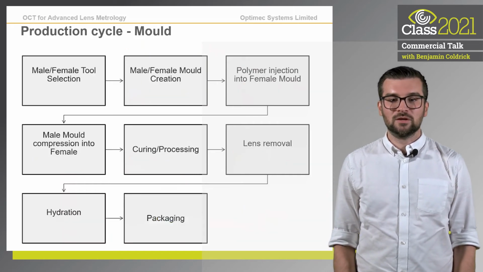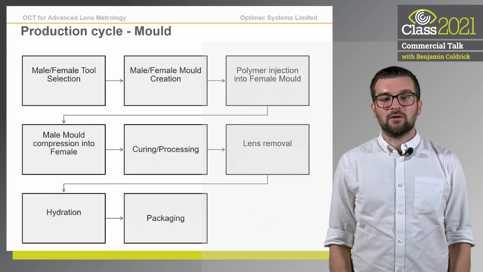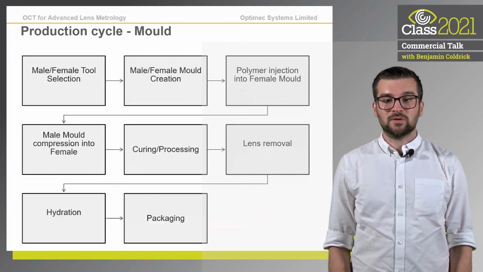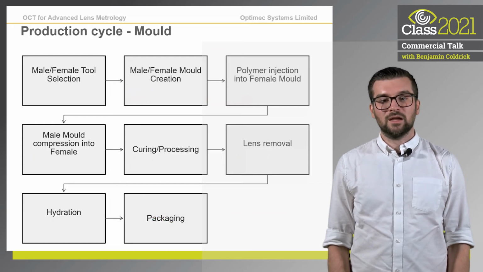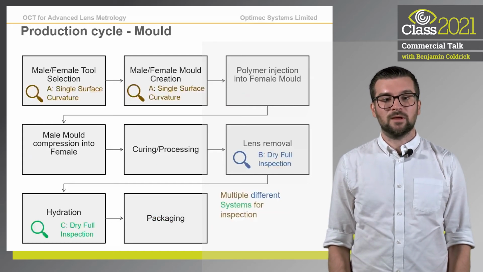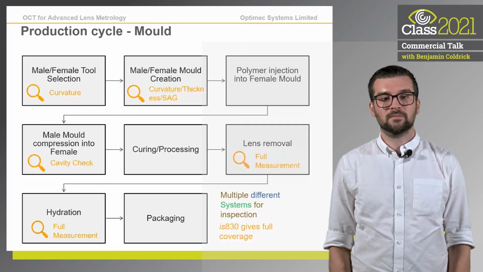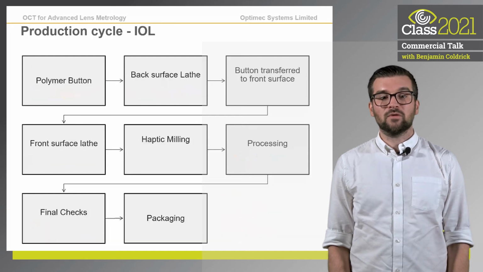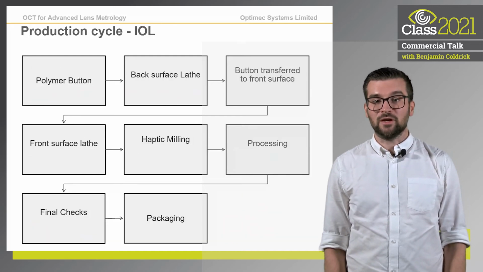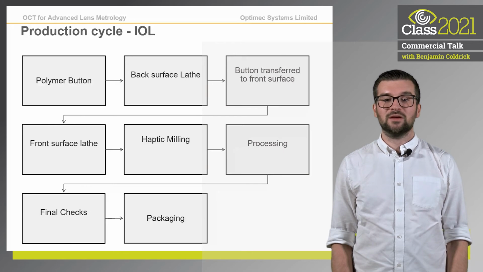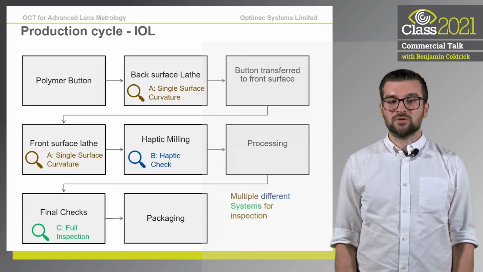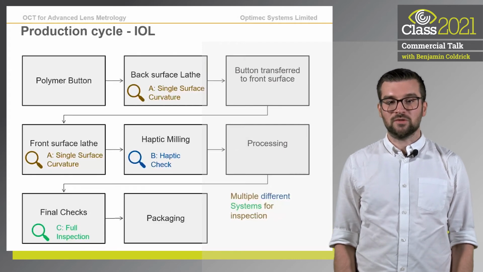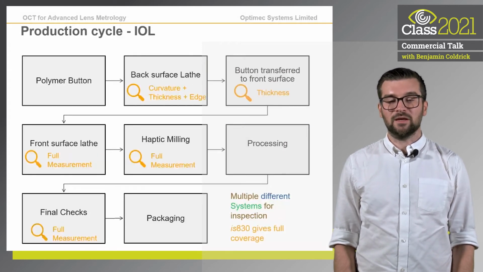For moulded manufacture, as with lens manufacture, there are a number of measurement stages currently used. However, again, the IS830 can cover all of these and more, and allows for full measurement earlier in the process. For IOL manufacture, it is a similar story, including measurement across both the lathing and milling process. Again, the IS830 can be used to measure across the process at multiple stages, covering both lathing and milling.